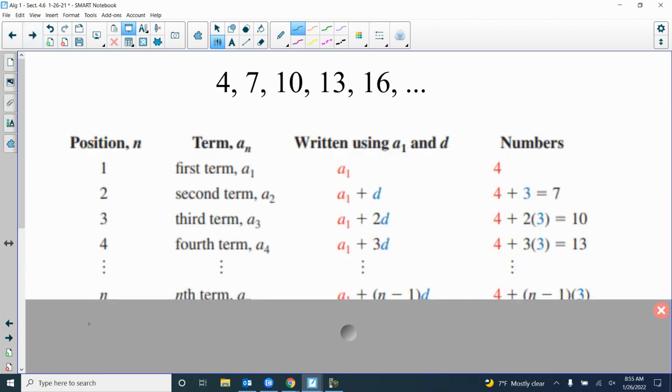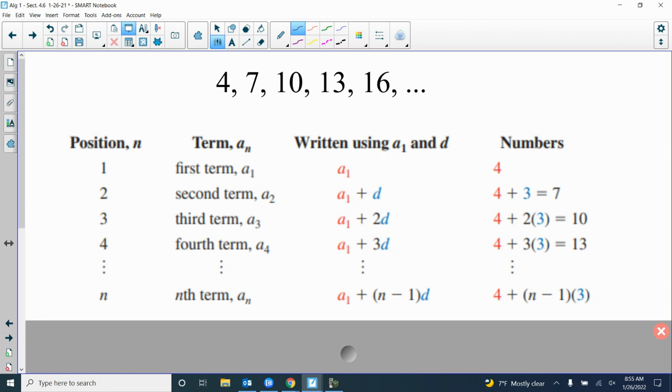How we can write this. Okay, how we can write this. Now, the position, that's your first term. We use this symbol, a sub 1, if I'm talking about the first term. Our first term is 4.